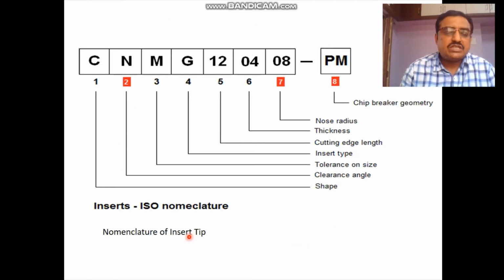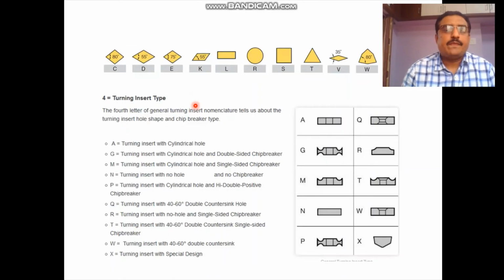This is a nomenclature used for the inserts used on CNC: CNMG 120408 PM. This is one example of an insert tipped tool mounted on the tool holder. These are the different geometries of the tips, so that if there is a breakage of the tool tip, we can immediately change this insert for a new one, or by rotating its position, it will work.